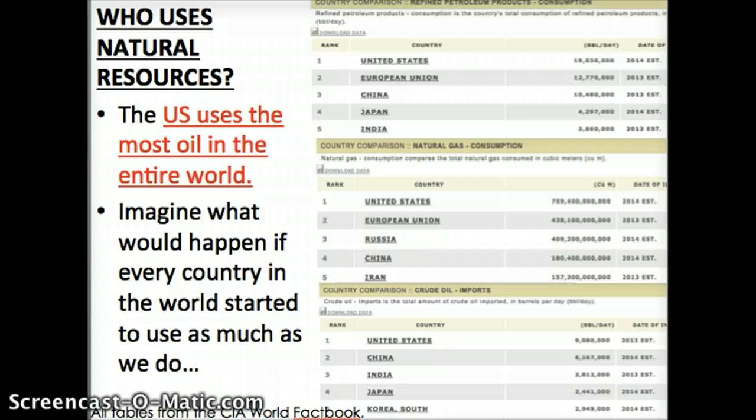So let's look at who uses the most natural resources in the world. These are three tables from the CIA World Factbook, and it compares which countries use the most petroleum, natural gas, and crude oil. And it's not surprising that the United States actually uses the most out of any country in the world. And I want you to imagine what would happen if every single country in the world started to use as much oil and resources as the United States does.